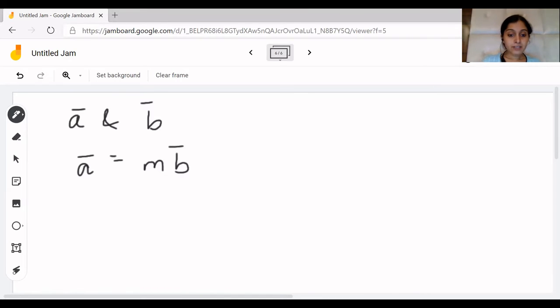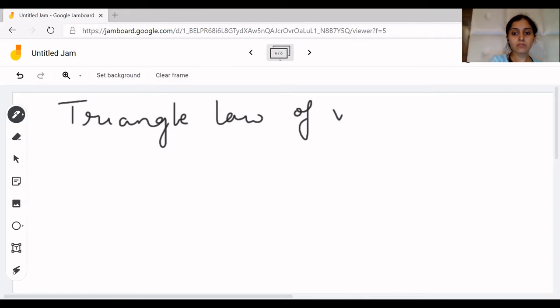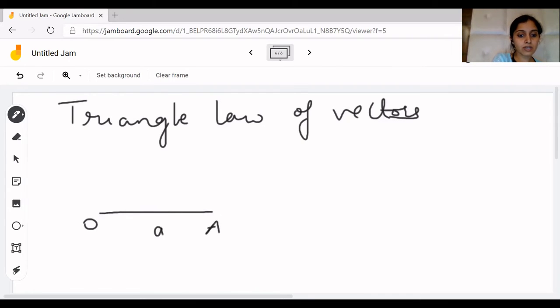Now, addition of two vectors, this is called the triangle law of vectors. I will put it in very simple words for you with a diagram to remember. Let us say that OA bar is one vector denoted by a bar. Then we have AB as the next vector, denoted by b bar, and then we have OB as the final vector.